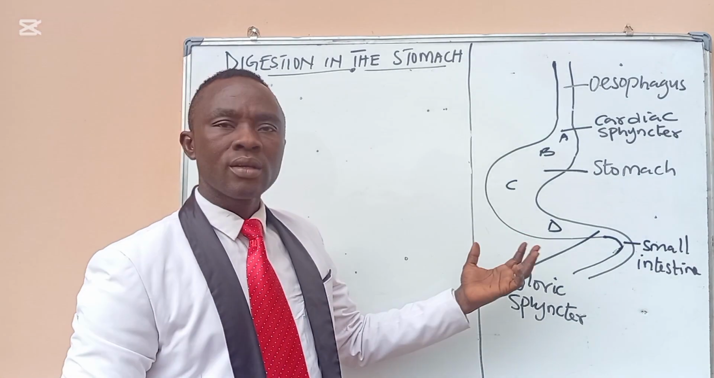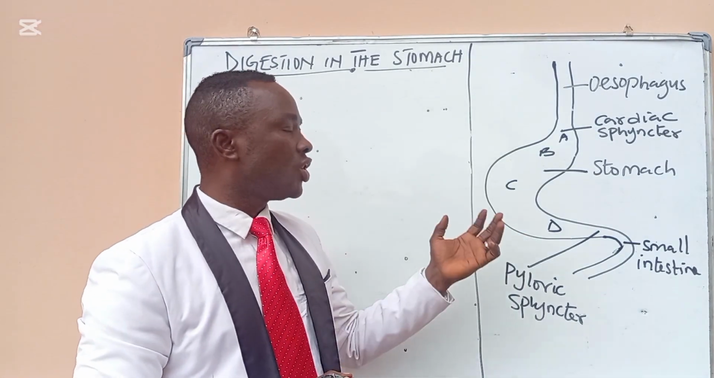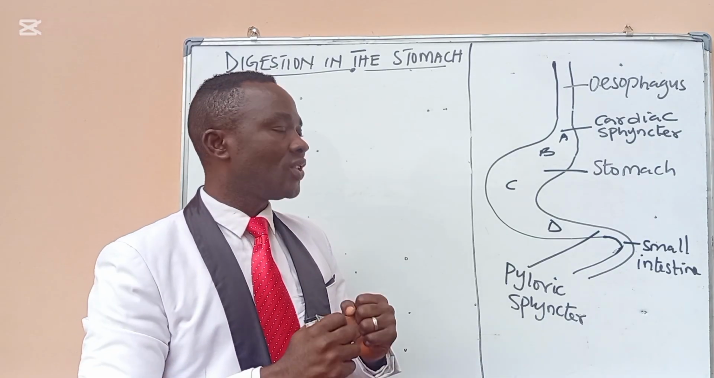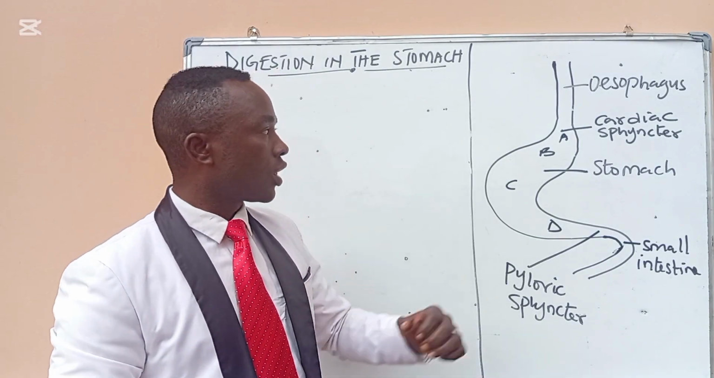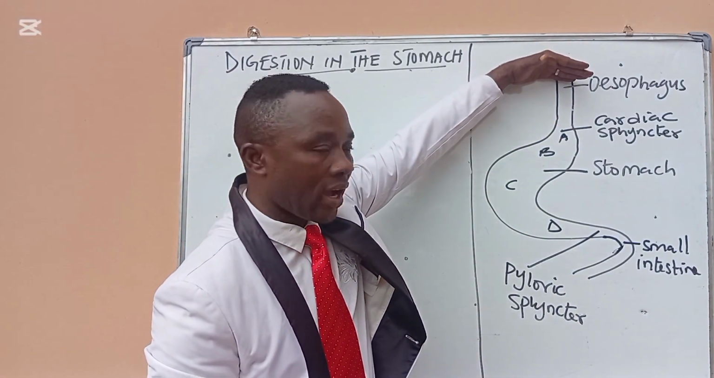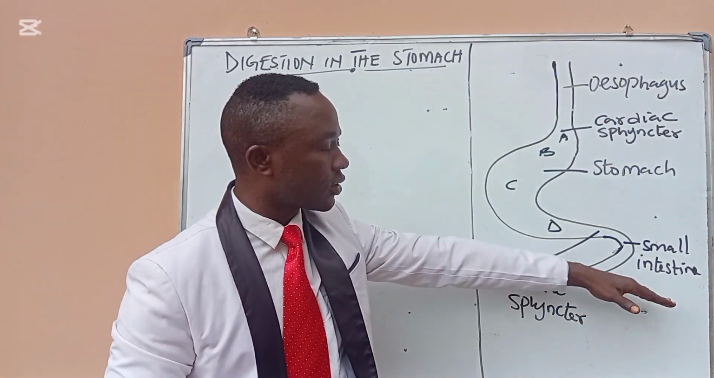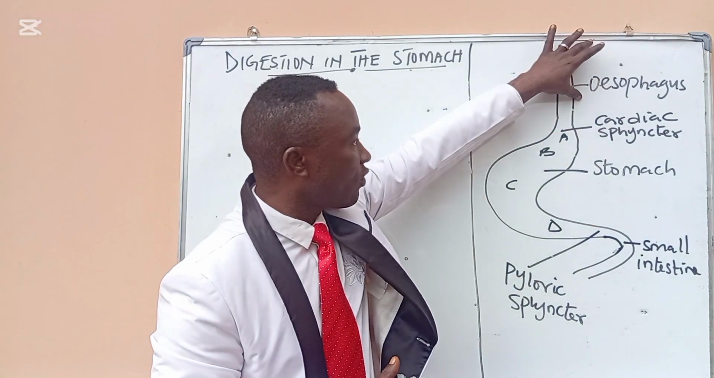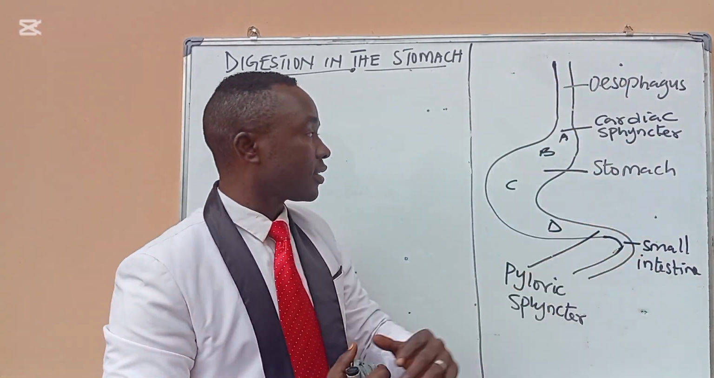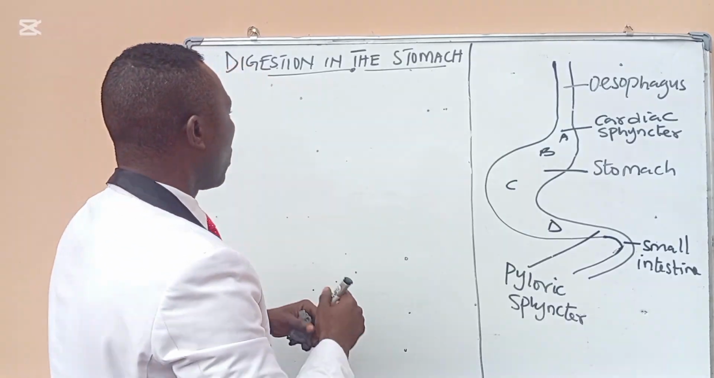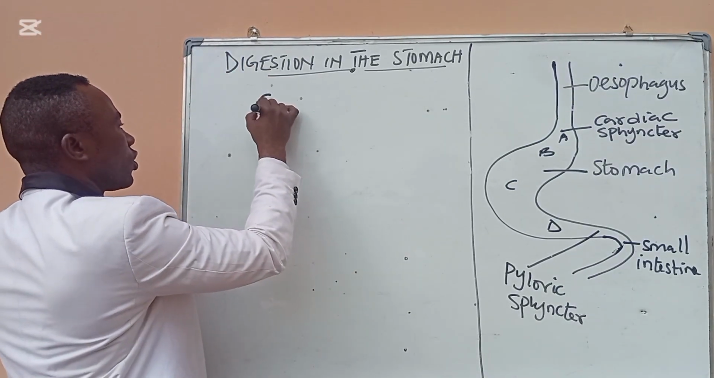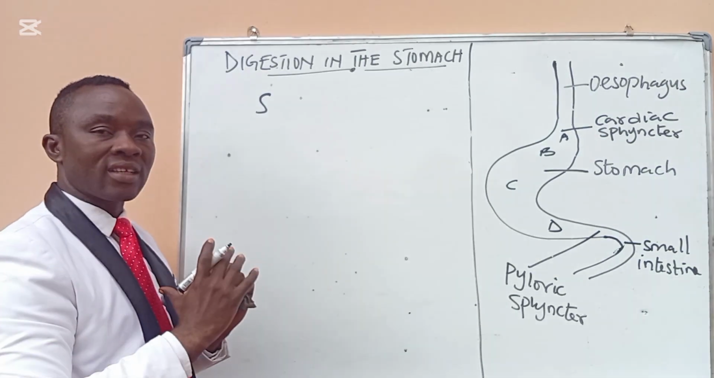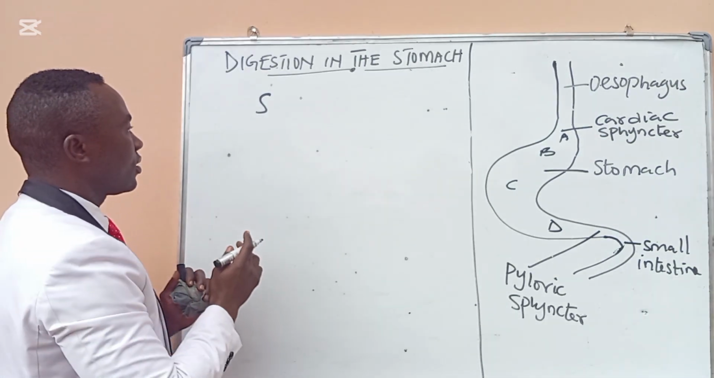Now, if you look at this diagram on the board here, you will find that the stomach is a muscular J-shaped organ, located between the esophagus and the small intestine. Now, before we go on, we need to look at the different parts of the stomach so that we'll be able to understand digestion very well there.